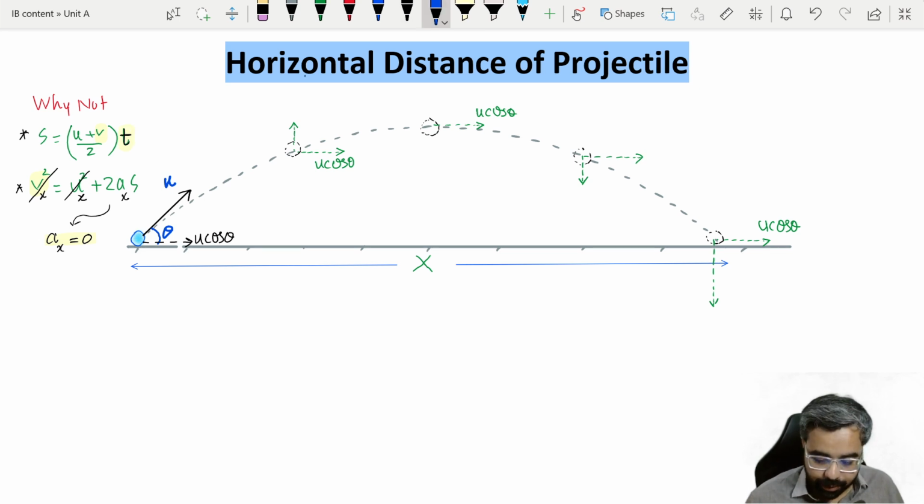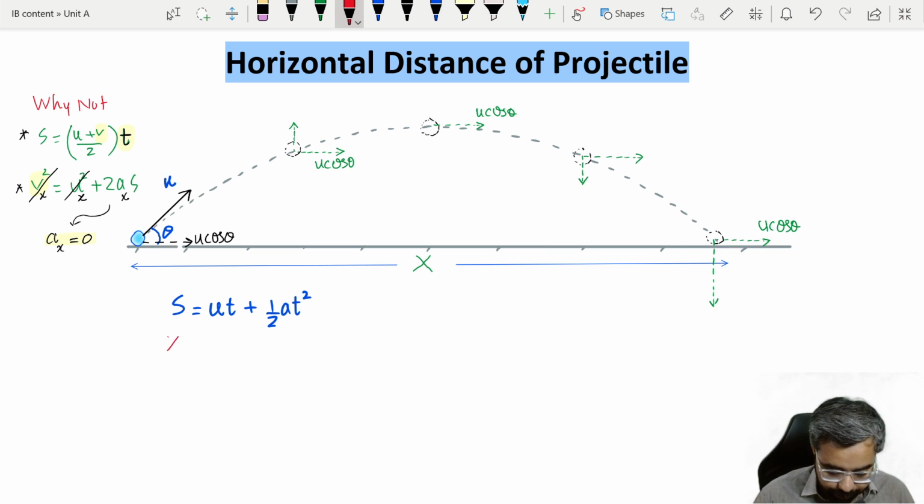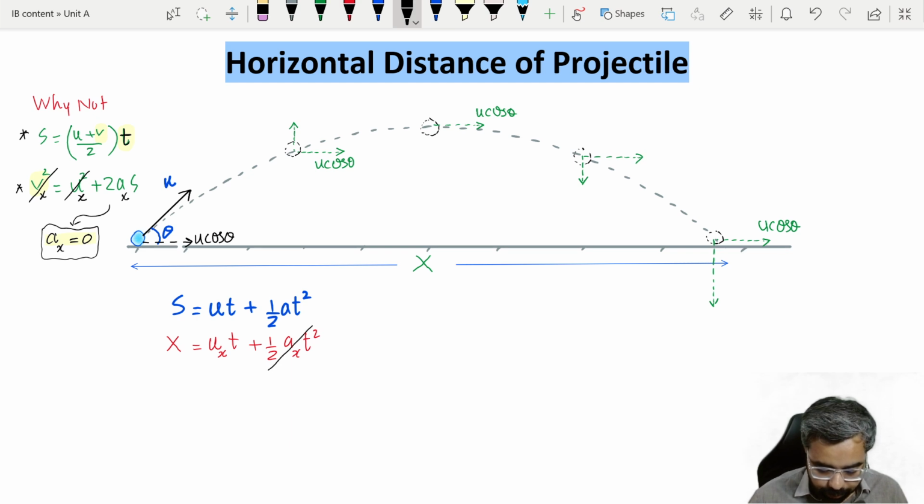So let's apply this equation, s equals ut plus 1 over 2 a t squared. We want to find the horizontal distance, which is a positive x value because it's rightward, equals the horizontal component of velocity times t plus 1 over 2 ax t squared. We have just seen that ax is equal to 0, because there is no air resistance, so you can simply make it 0 and plug in the value. Horizontal distance equals u cos theta times t.